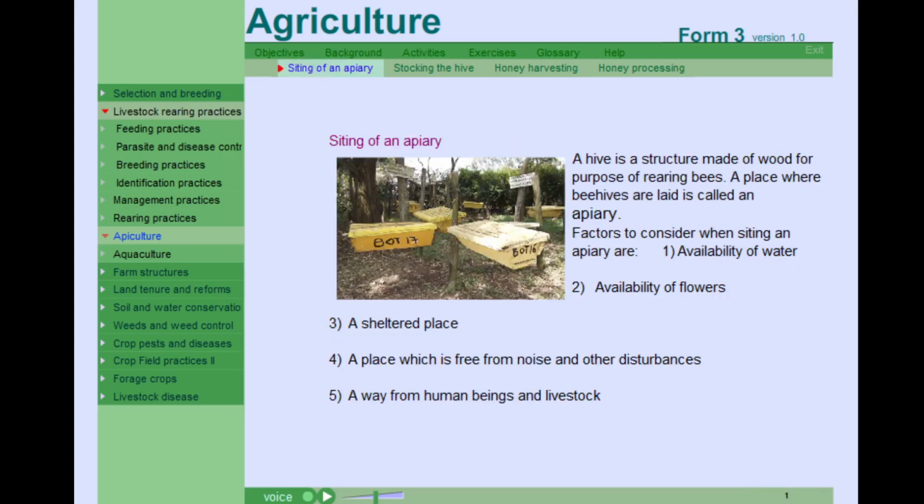Siting of an apiary. A hive is a structure made of wood for the purpose of rearing bees. A place where beehives are laid is called an apiary. Factors to consider when siting an apiary are availability of water, availability of flowers, a sheltered place, a place which is free from noise and other disturbances, and away from human beings and livestock.